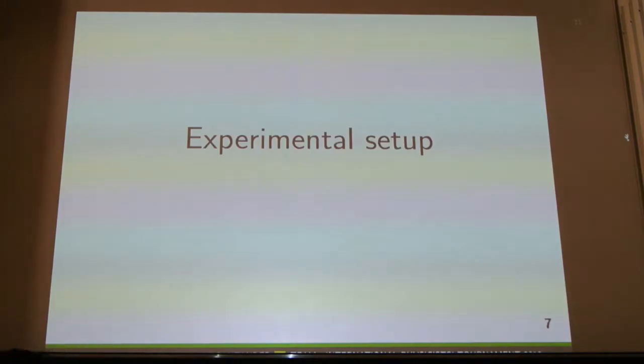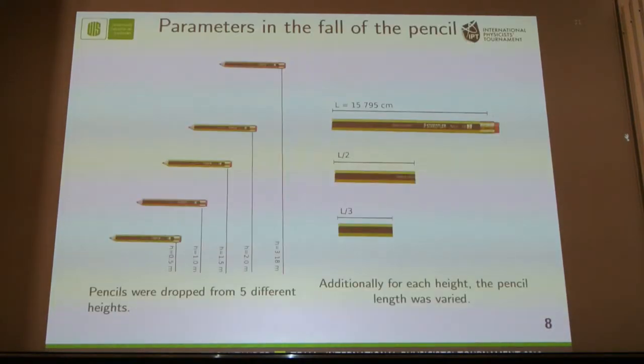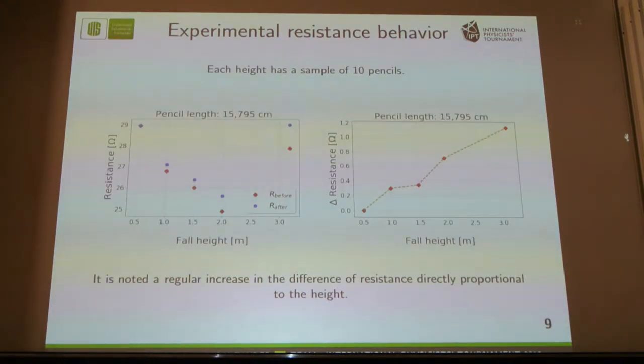In the experimental setup, we drop different pencils from different lengths, from different heights. And this is just the one for the longest one. What we found is that, as we expected, the pencils show a difference in the resistance that we measured before they were dropped and after they were dropped. So this showed that it is actually a change in the structure of the pencil. This difference in the resistance is what matters to us, and we see that it increased with the height of the fall.